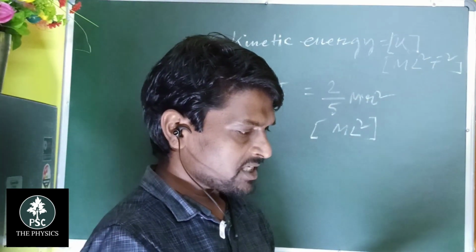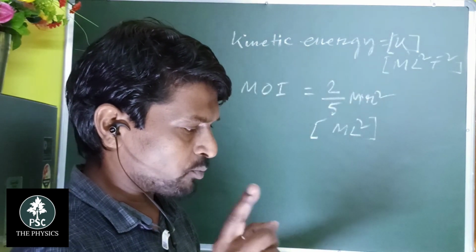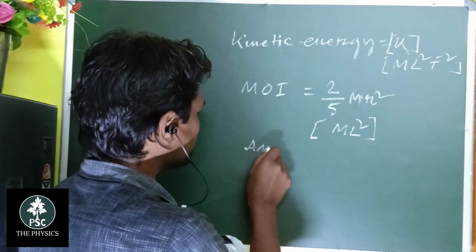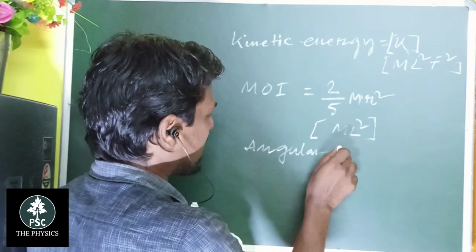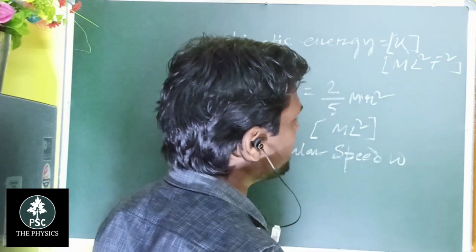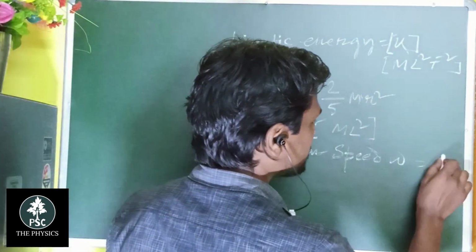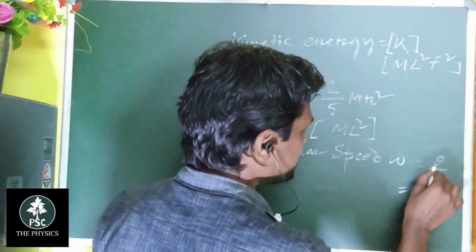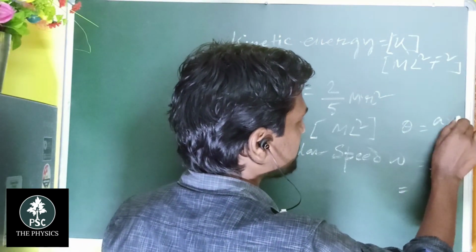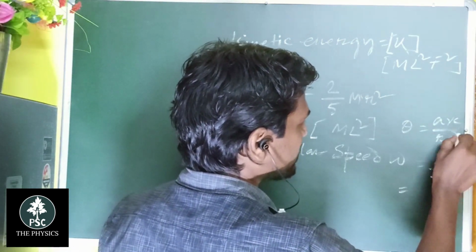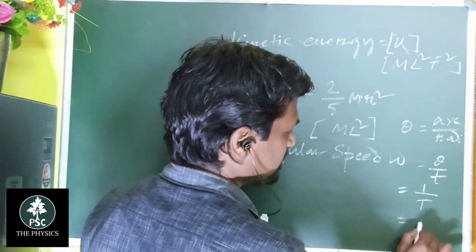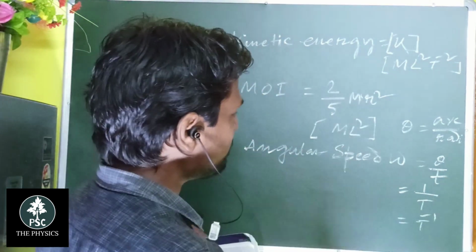The kinetic energy of a rotating body depends on its moment of inertia and its angular speed. Angular speed is symbolically represented as omega, and it is equal to theta by t. Theta is a ratio, theta equals arc by radius, so L by L cancels. So what is the dimension of t? That is T, so T^-1 is the dimension of omega.